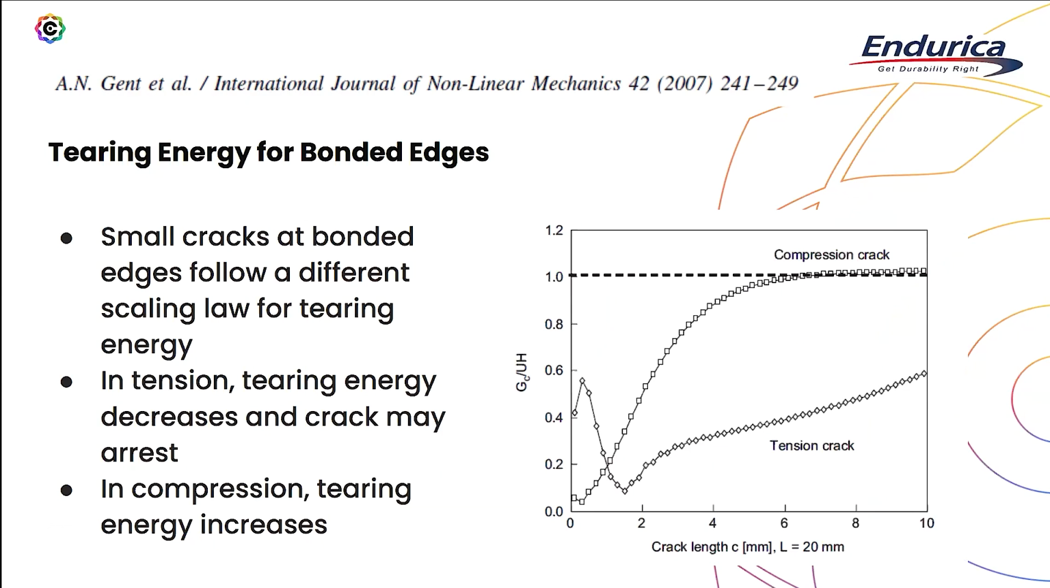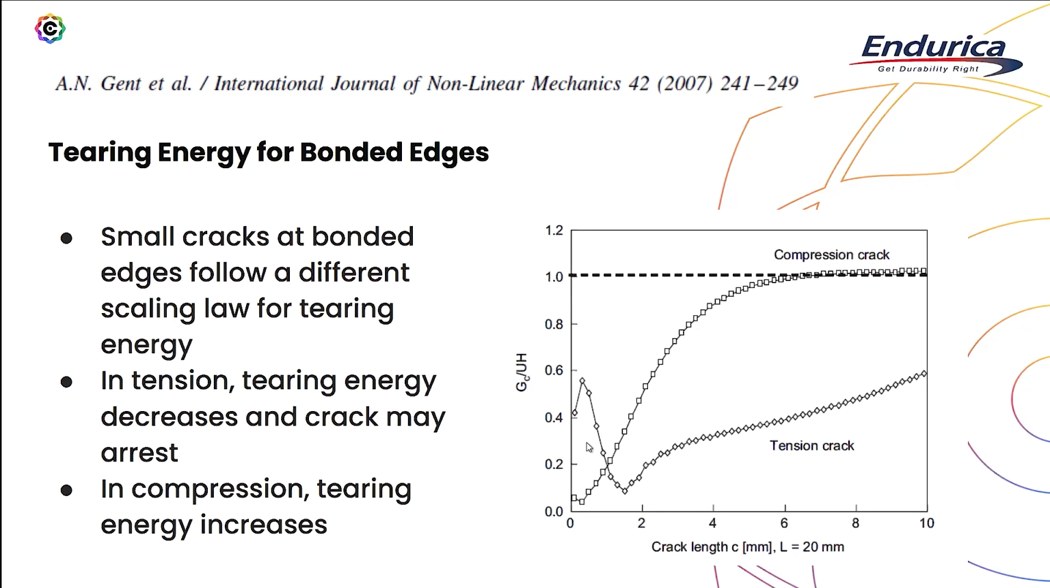And for corners in these kinds of applications, we normally expect, in most places in a part, that the bigger the crack gets, the bigger the tearing energy driving crack growth. But in particular at this type of bond edge, it can happen that increasing the size of the crack at the bond edge can actually result in lower tearing energy on the crack. Particularly in this case, if the crack is in tension, right?